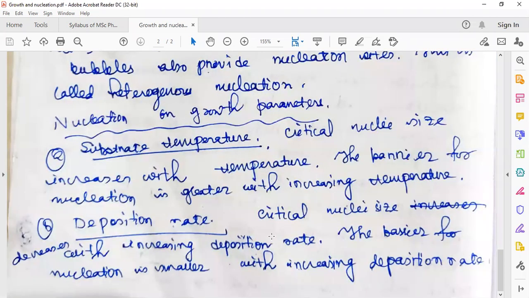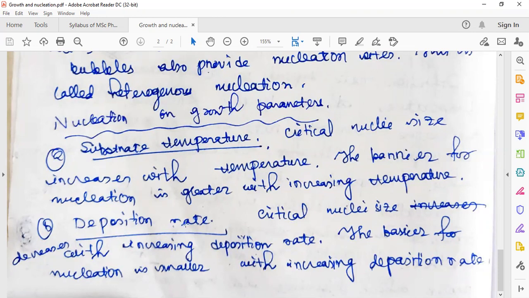Deposition rate you can change during your deposition of thin films. Deposition rate means at what rate you are ejecting atoms from the surface of the target. So the higher the deposition rate, the smaller the nucleus size. And the barrier for nucleation is smaller with increasing deposition rate.